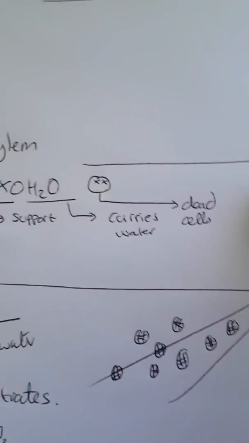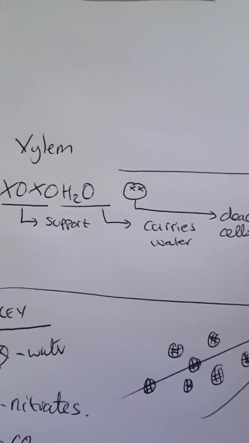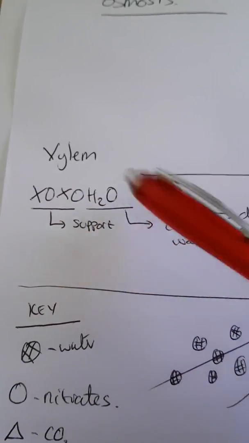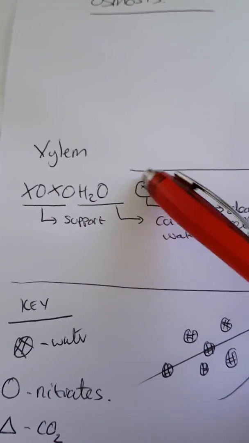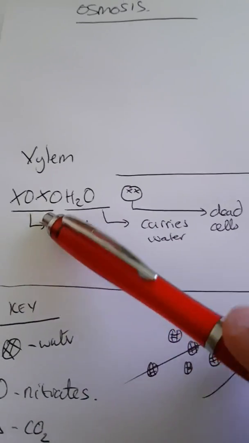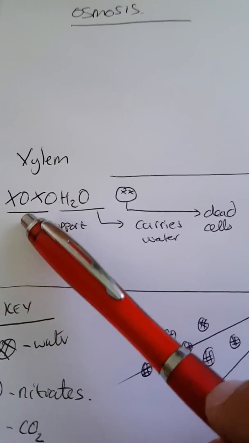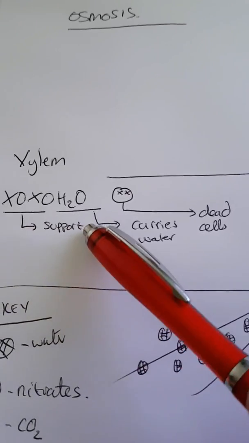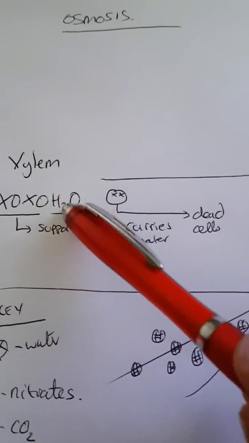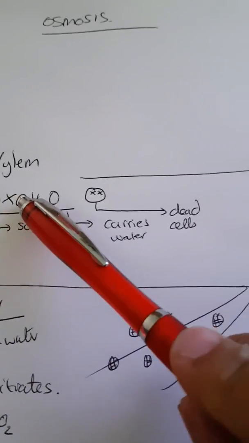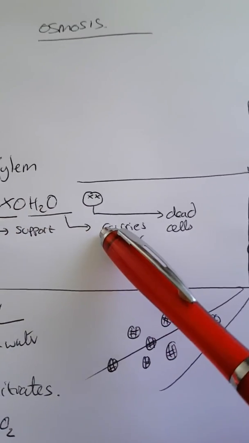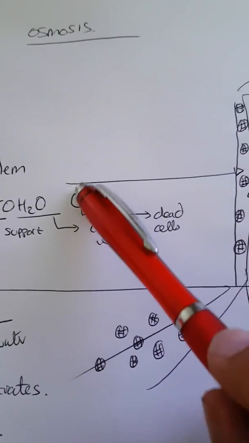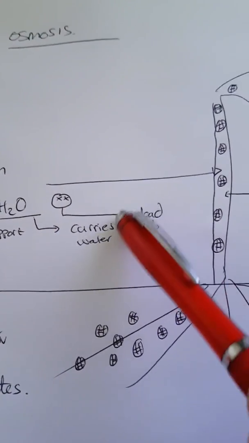The first one is the xylem, spelled X-Y-L-E-M. Now the way I remember what this does is XO, XO, H2O. And then we've got the circle with two X's in. Now XOXO is of course text message language for hugs and kisses. So the xylem provides support. H2O, because it rhymes with XO, H2O, so it carries water. And this is the symbol for text message language when something is dead. So it's a dead cell.